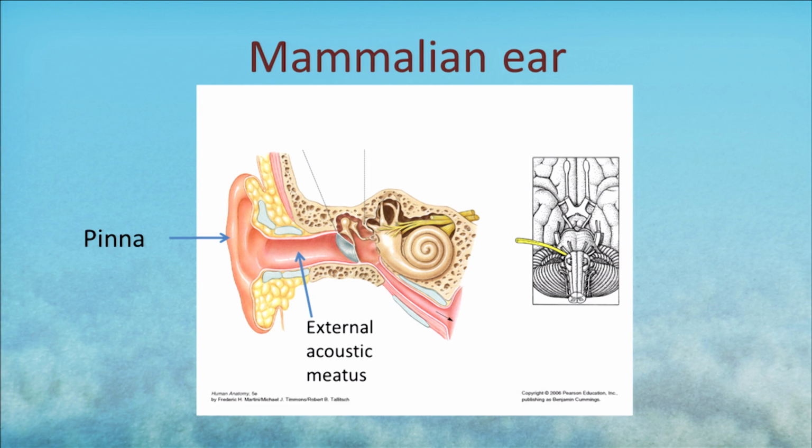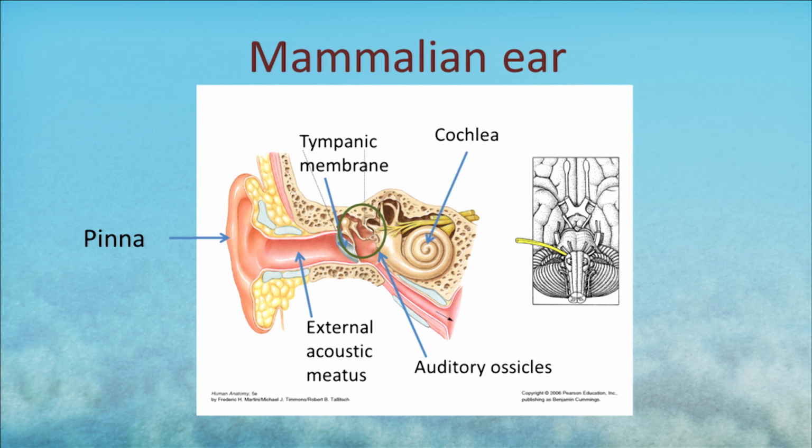And then once you reach the end of the external acoustic meatus, you reach the tympanic membrane. Now, the common name for the tympanic membrane is the eardrum. So what you know as your eardrum is more scientifically known as the tympanic membrane. From there, sound is actually transferred to a set of three tiny bones called the auditory ossicles, otherwise more commonly known as the ear bones. And from the ear bones, we reach this snail-like structure called the cochlea. And the cochlea is going to be connected to the nervous system to send that sound information to the brain for processing.